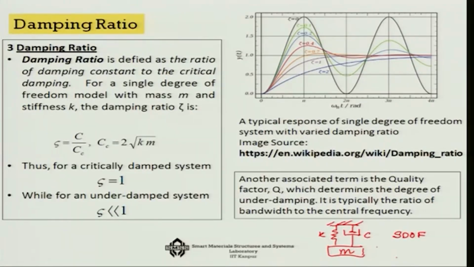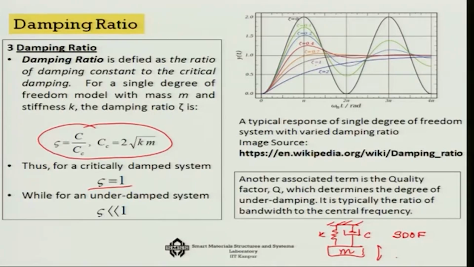It can actually move only in one direction. So, in such a case, the damping ratio zeta is the ratio of C over Cc, where Cc is the critical damping, equal to 2 root Km. And thus, for a critically damped system, the value of zeta is unity, because C equals Cc, whereas for under damped systems zeta is much less than unity.